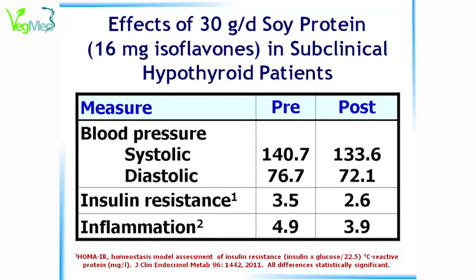And interestingly, in all of the patients, both those that progressed and those who did not progress, soy dramatically reduced blood pressure, 141 down to 134, 77 down to 72. It reduced insulin resistance, and it reduced inflammation. And all these findings were statistically significant. So in the vast majority of subclinical hypothyroid patients, soy is very beneficial.